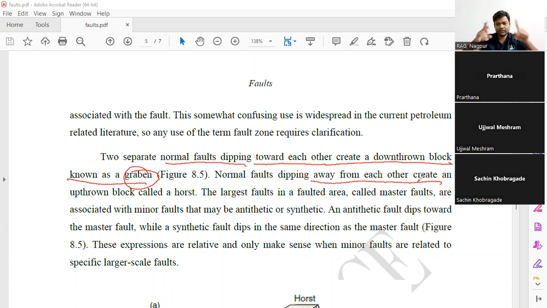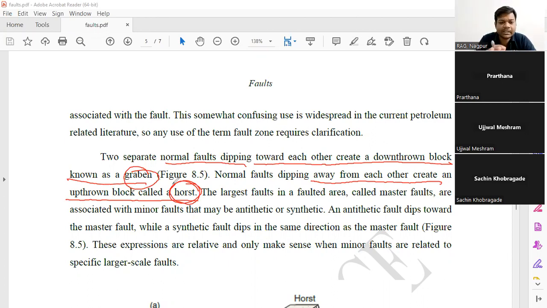Now normal faults which dip away from each other create a central block which is upthrown, and this kind of structure will be called a horst. That means the central block has been uplifted.